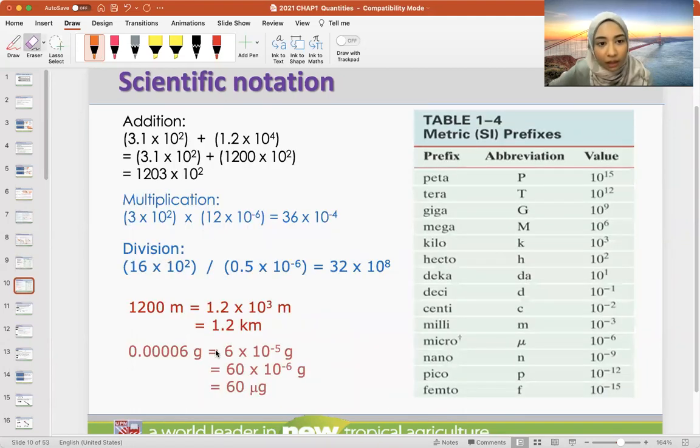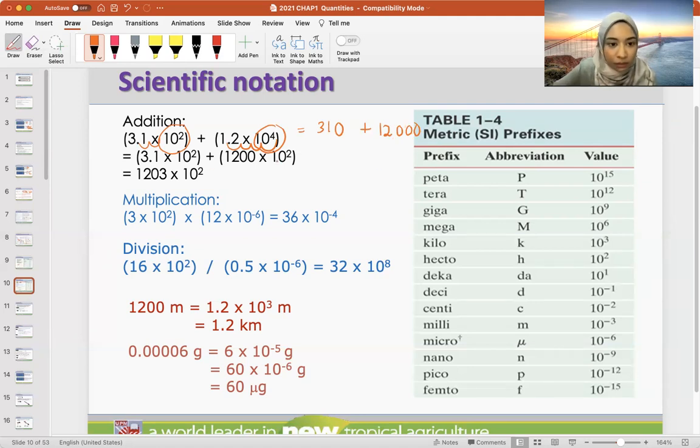Okay, moving on. How do we add numbers with scientific notation? For example, 3.1 times 10 to the 2, added to 1.2 times 10 to the 4. These are not the same, so you can expand them. This is 310, plus 1, 2, and then 3 zeros.